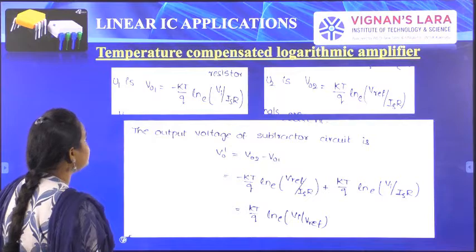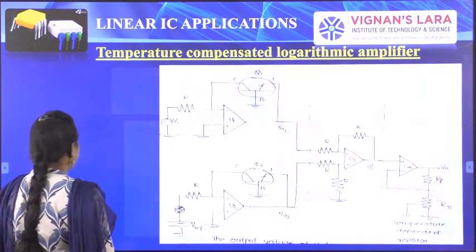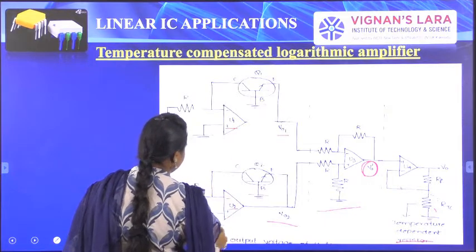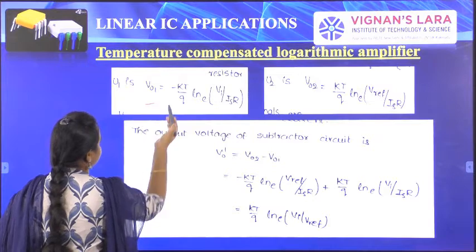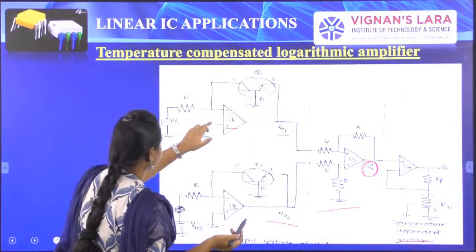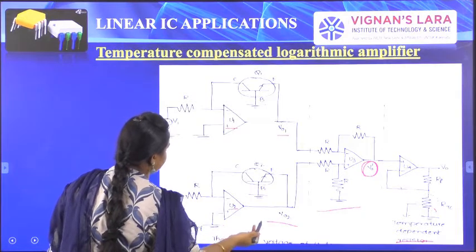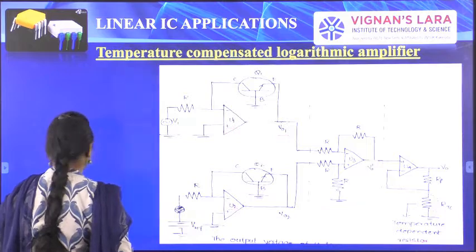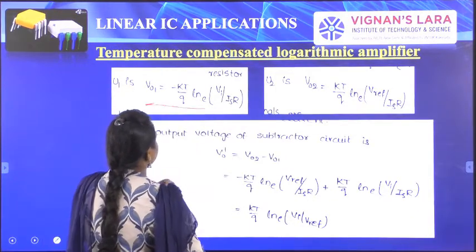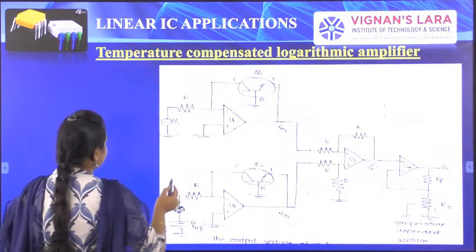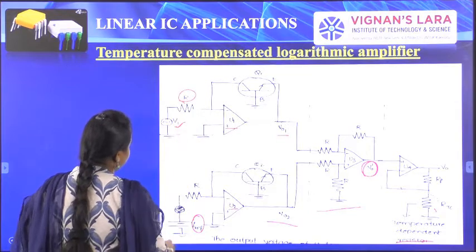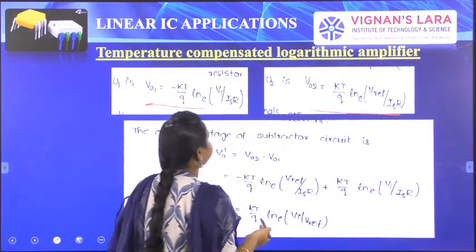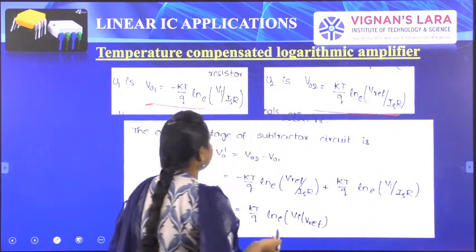So here we have the equations for the temperature compensated logarithmic amplifier. From V01 and V02 we are getting the outputs. Here U1 is the output. V01 is connected to the minus terminal, the source is connected to the negative, and plus is connected to V02. Here the source is V reference, connected to the non-inverting terminal. So V01 is equal to minus kT by q ln e of Vi by IS0, and V02 is equal to kT by q ln e of V reference by IS0. IS means saturation current.